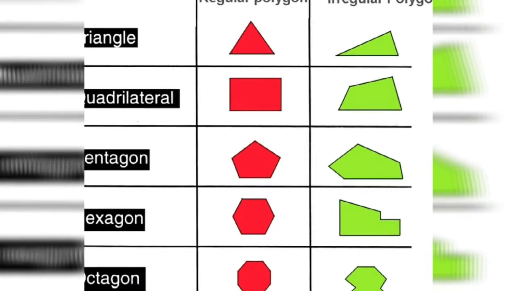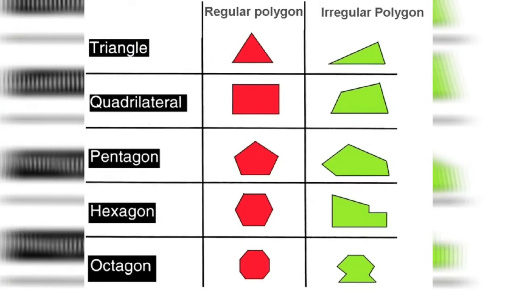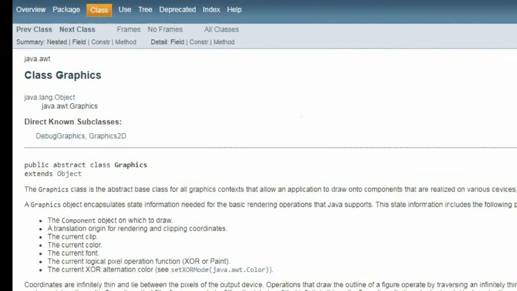Hello friends, welcome back. Today I'll show you how to draw a polygon on a JApplet. Polygons are flat shapes. Any shape with three or more flat sides and angles is called a polygon. Poly means many and gon means sides.